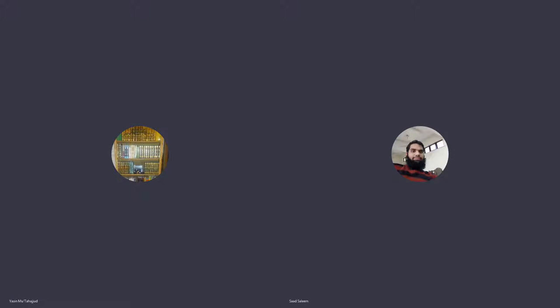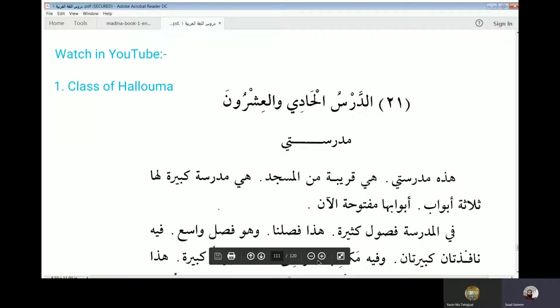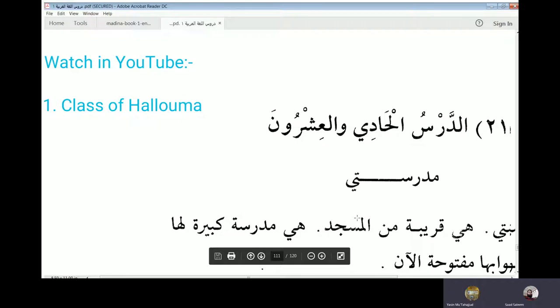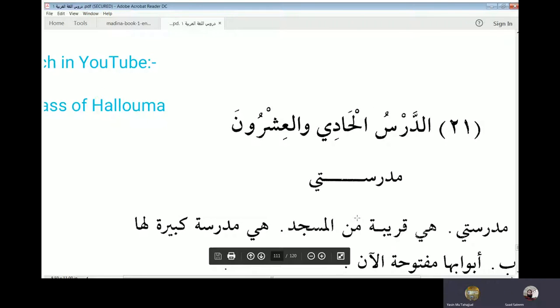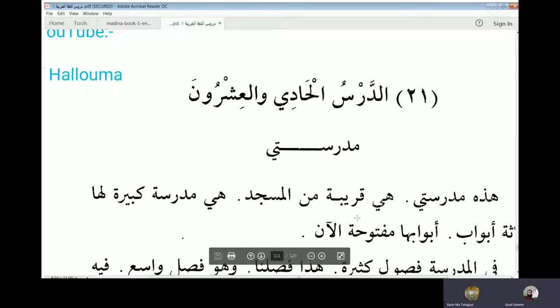Bismillah ar-Rahman ar-Rahim. Today we'll start from the book Duroosul Lughat AlArabiyyah, page number 111 on PDF. Ad-Darsul Hadi wal Ishruna, 21st lesson. First we'll take a look at the grammar of this lesson.